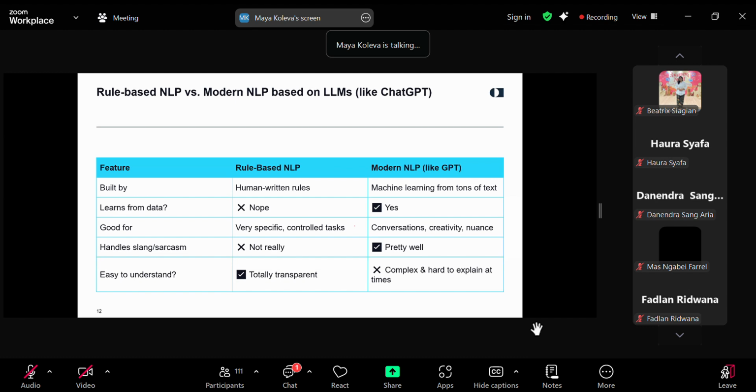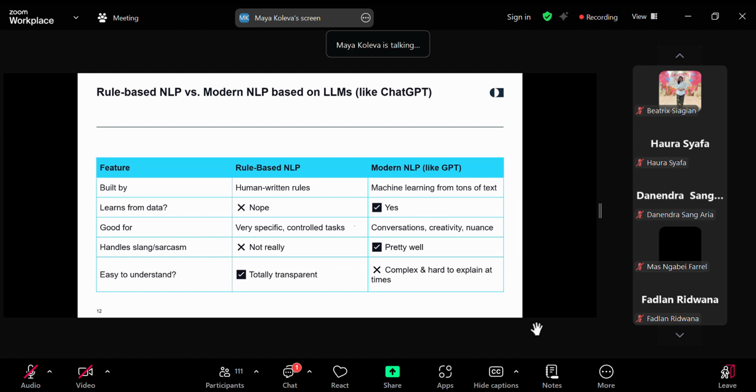So the pros of rule-based NLP: it's transparent. It works well with limited data. You don't need tons of training examples. And it's very useful and precise for specific tasks. So this is why it is still in use. It's used in things like legal documentation, medical information, any area that has very strict wording.